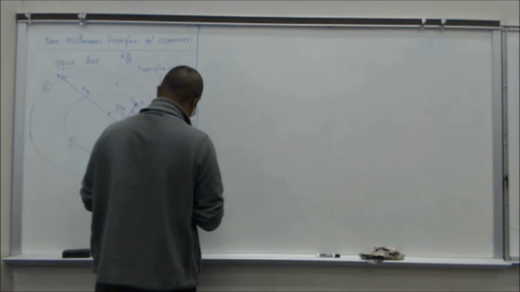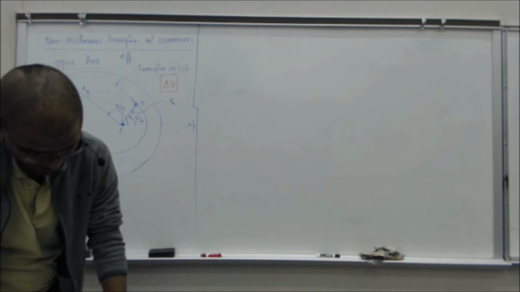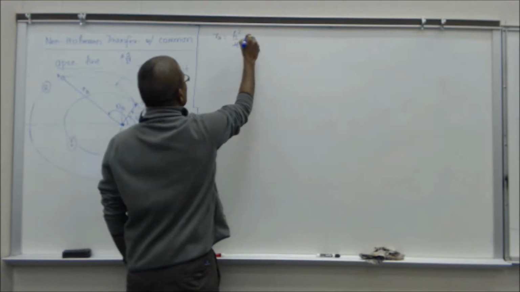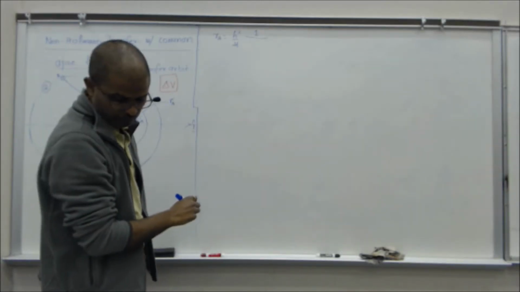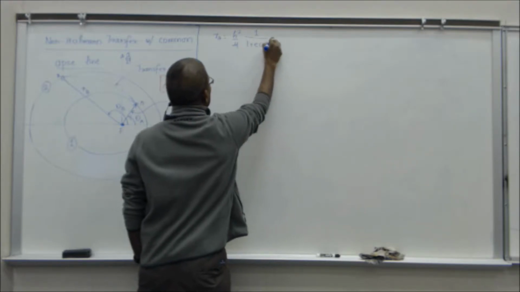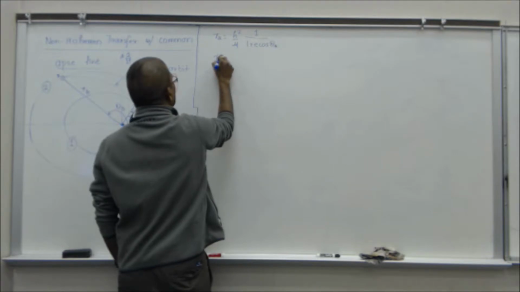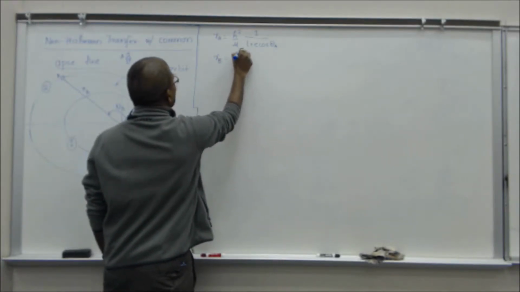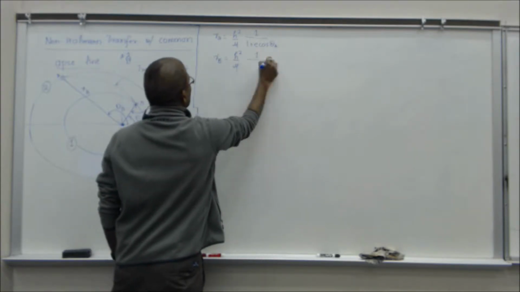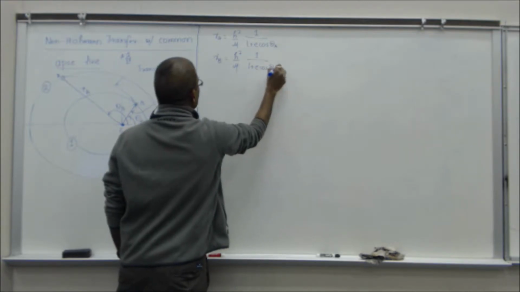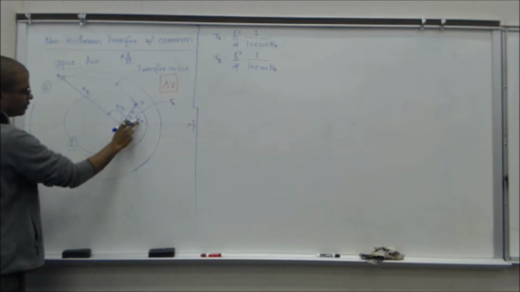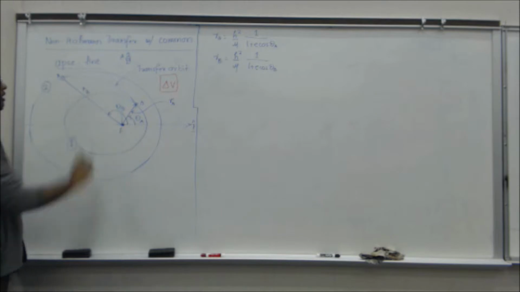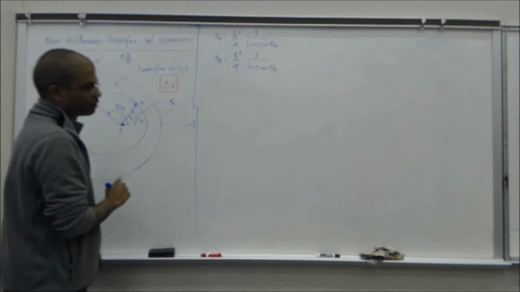So you have now RA is given by h squared over mu times 1 over 1 plus e cosine theta A, and RB is given by h squared over mu times 1 over 1 plus e cosine theta B. Okay, and theta A, theta B is nothing but the true anomaly at point A and B. And this is RA, this is RB. That's what you have.